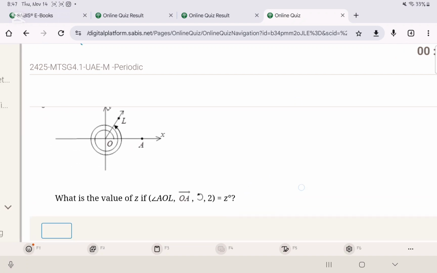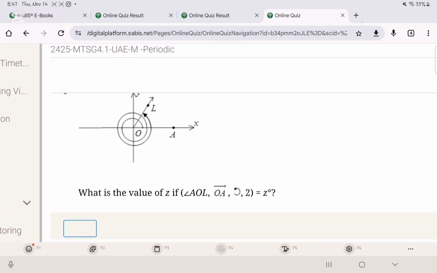Now we move on to part C, where they ask us another question, but again, they're using the angle 60 degrees. What is the value of Z if angle AOL, with respect to ray OA in a counterclockwise direction, meaning positive, does 2 full rotations? We need to find the angle Z.